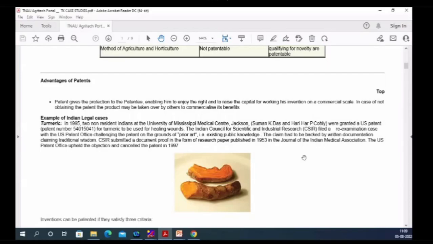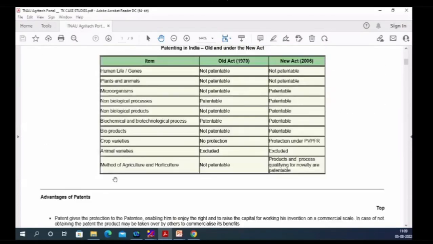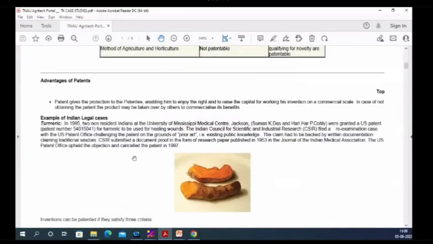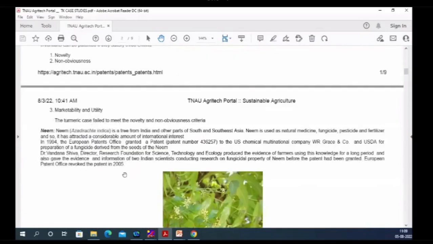So this happened in 1997, and they got the patent cancelled. It happened again for the neem, that means in Europe. This turmeric case happened in the US, and this neem case happened in Europe. So what happened with the neem?